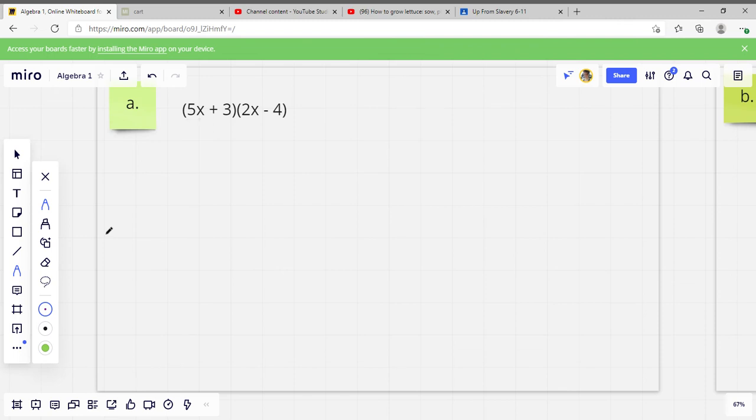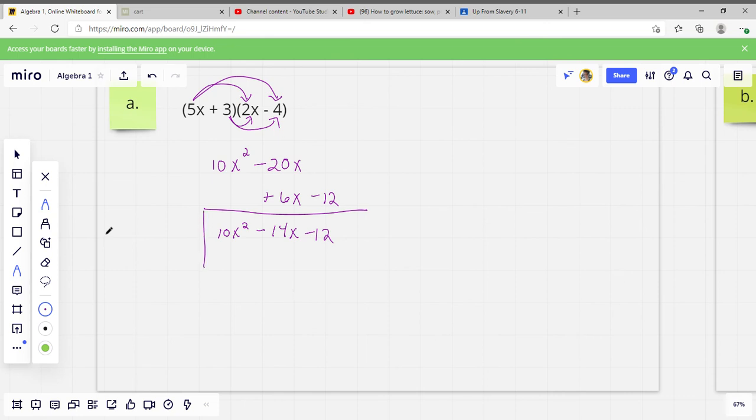We have 2 terms in the first one and 2 in the second one, so we're going to multiply 4 times. So 5 times 2 is 10x squared. 5 times 4 is 20, so that'd be negative 20x. Now we do the second term. 3 times 2 is 6, so that'd be positive 6x. And then 3 times 4 is 12, and that'll be negative 12. We're going to add these up. 10x squared, and then negative 14x minus 12. Okay, pretty easy on that one. There's the first one.